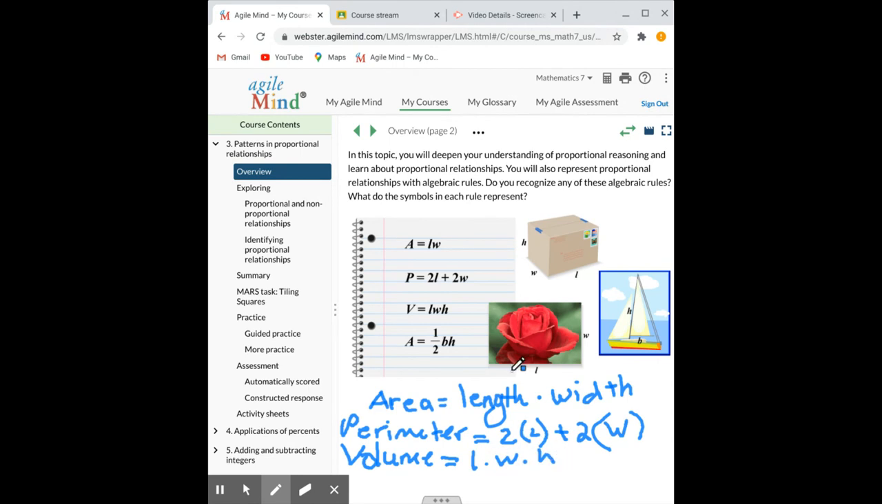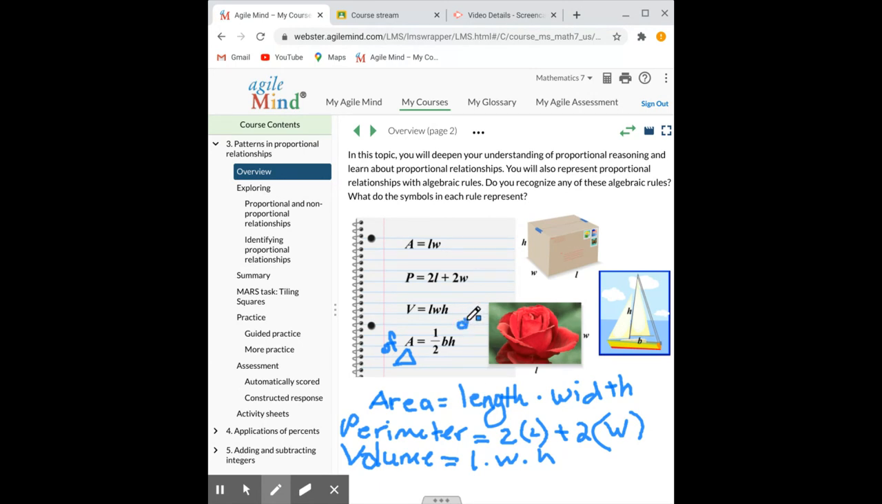And the last one, it says a half times B times H equals A. But that is the area of a triangle, because a triangle is half of a square. Okay? So I want y'all to write area of a triangle. I really want all this wrote down. But the area of a triangle is half times base times height.